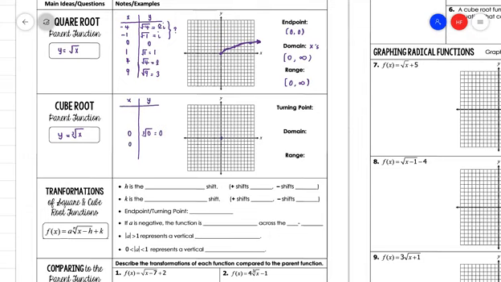The cube root of 1 is 1. So again, we have a 1, 1. I can't take the cube root of 2, and when I say I can't take it, that just means that it's not going to give me a whole number, it's going to give me some long decimal.